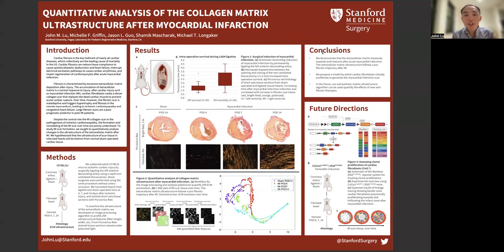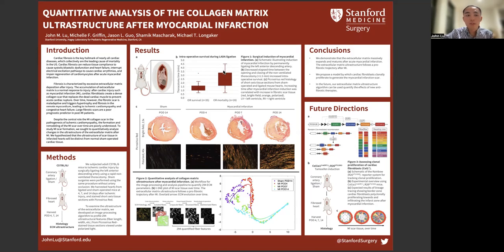I'm a second-year MD PhD student in the Longer Lab, and it's my pleasure today to present this poster entitled Quantitative Analysis of the Collagen Matrix Ultrastructure after Myocardial Infarction. The motivation of this research is that cardiac fibrosis is the key hallmark of nearly all cardiac diseases. For instance, atrial fibrillation is characterized by fibrosis of the atria, and myocardial infarction leads to fibrosis of the ventricles.